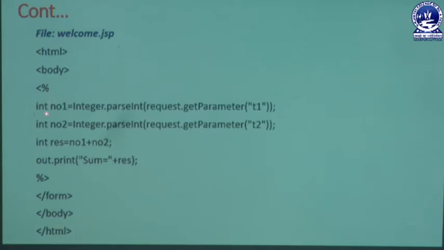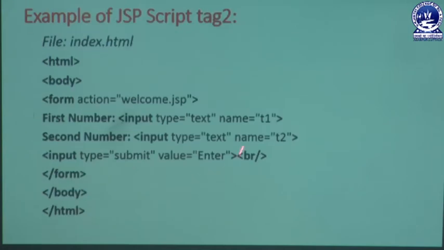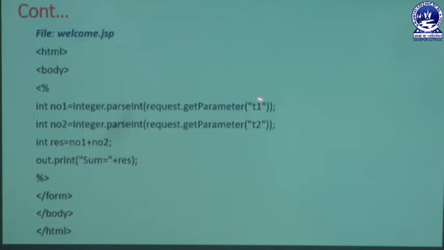In that scriptlet tag, we are declaring a variable no1, meaning number 1, and we are receiving a parameter written as request.getParameter, specifying t1. T1 means the text box 1 we wrote in our previous slide. That means in that first text box you can retrieve the parameter specified in that text box, and by default that parameter is considered a string type.